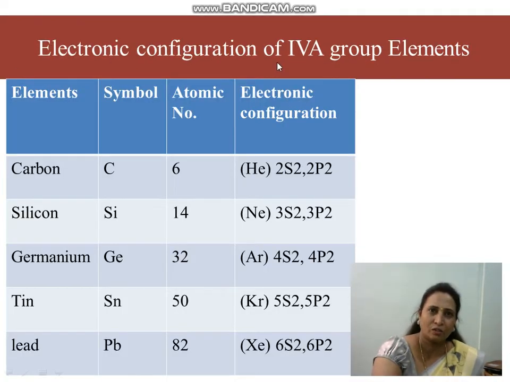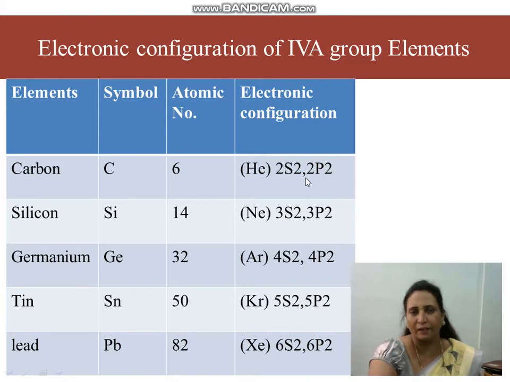Now this is the electronic configuration of fourth A group elements. Carbon having atomic number 6 is helium core, that is 1s2, 2s2, 2p2, that is total 6 electrons. Similar to that, silicon having atomic number 14 is neon core, which is atomic number 10, then 3s2, 3p2. Germanium 32 includes argon as the zero group element, 4s2, 4p2, and so on.